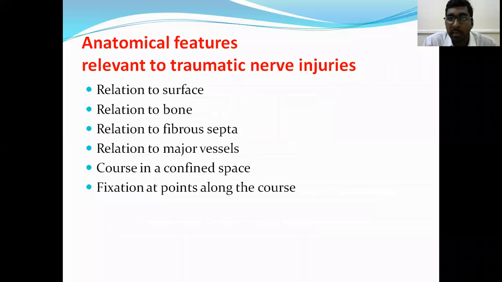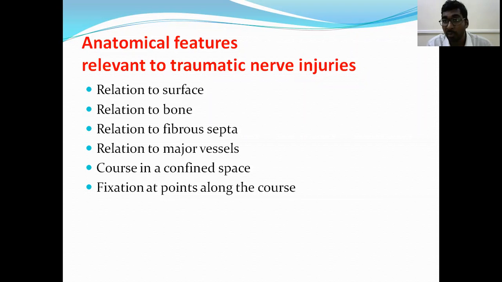What are the anatomical features relevant to traumatic nerve injuries? First, relation to the surface. Nerves are sometimes deeply located, but if a nerve is close to the surface, it is more easily damaged. For example, the ulnar nerve is very easily palpated here. So because it is close to the surface, there is more chance of injury.